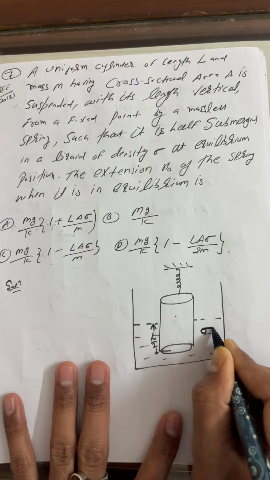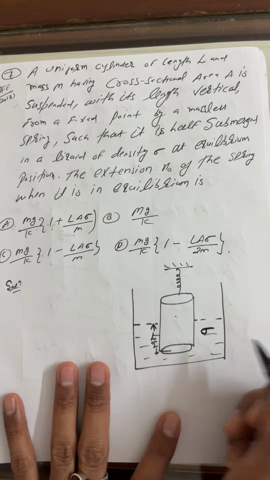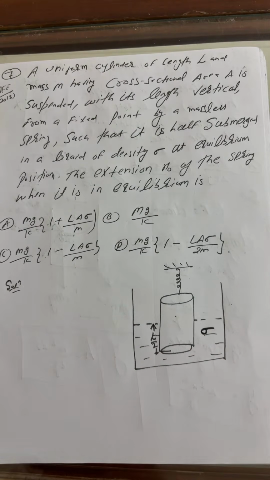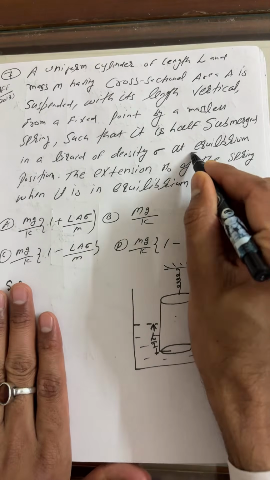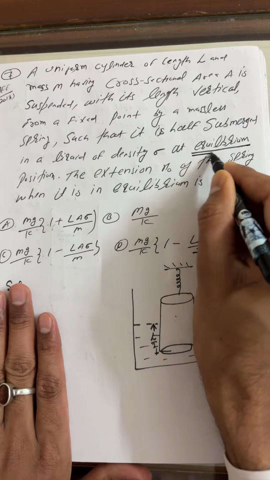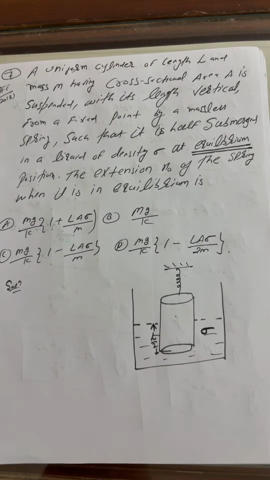Listen carefully. This is sigma. At equilibrium position, do underline it, at equilibrium position, the extension x naught of this spring when it is in equilibrium. Okay, simple.